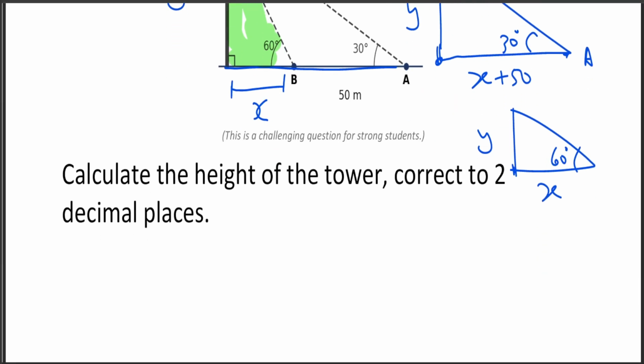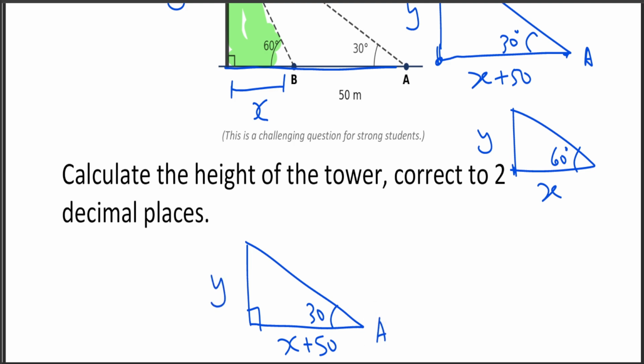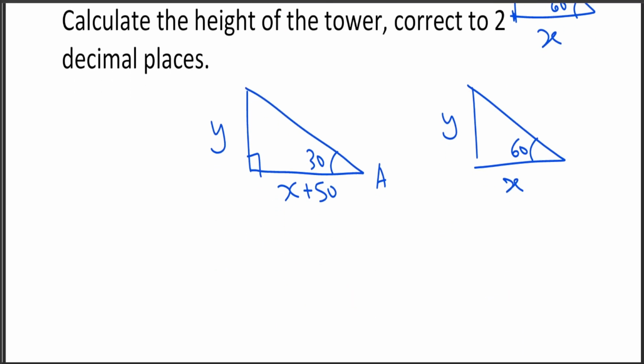So hizi tukizichora hapa, at least itakuwa rahisi kwetu, kwa maana wacha nichore hivi. So hapa ni 30, hapa ni x plus 50, na hapa ni y, and then we have the smaller one, which is x, hapa ni 60 degrees, na hii ni y, hatujui. Now hapa tuko na opposite na kuna adjacent on both the triangles. So in short tutatumia tan.